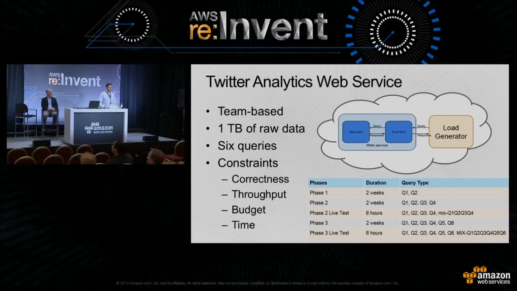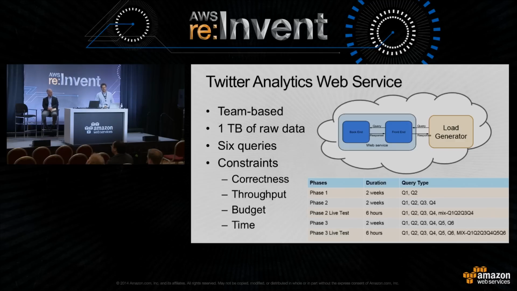Okay, the team project is extremely interesting because it's loosely defined. It's 2 to 3 students per team. 1 terabyte of raw data from Twitter. We give them 6 queries that are very different, and they exercise different aspects of their web service, and these 4 constraints. They have to respond to each query correctly.